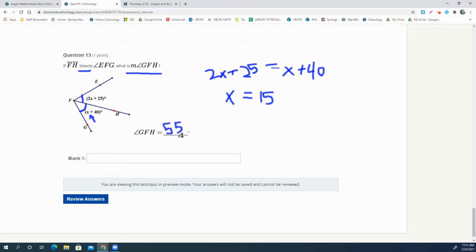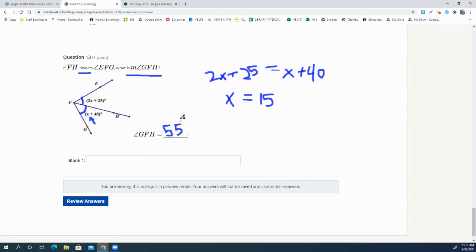And that last step is where a lot of people go wrong. You do all of this stuff right. You know, bisect means to cut in half. You set the two halves equal to each other. You solve perfectly for x equals 15. And then somehow we forget to answer the right question. So as you're going through the test review and as you're going through the test, please make sure that you're answering the right question. Okay?